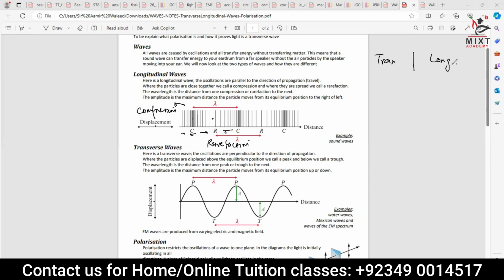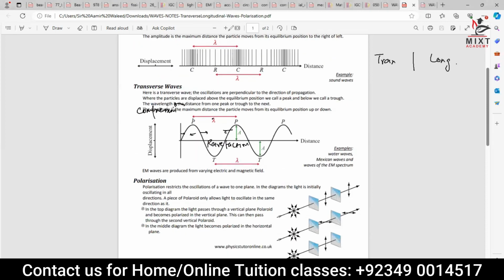I think these are enough. Now let's move to a related topic, but a bit different. This is called polarization. Now, what is this word polarization? That is very interesting, actually.